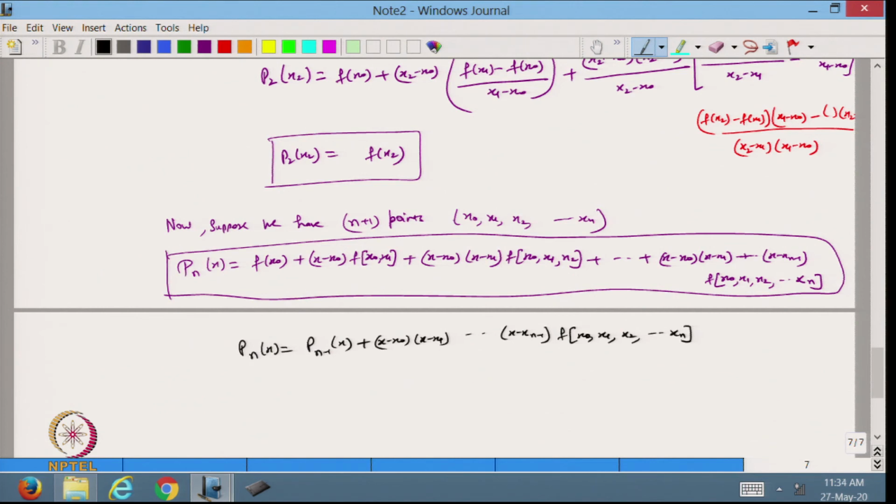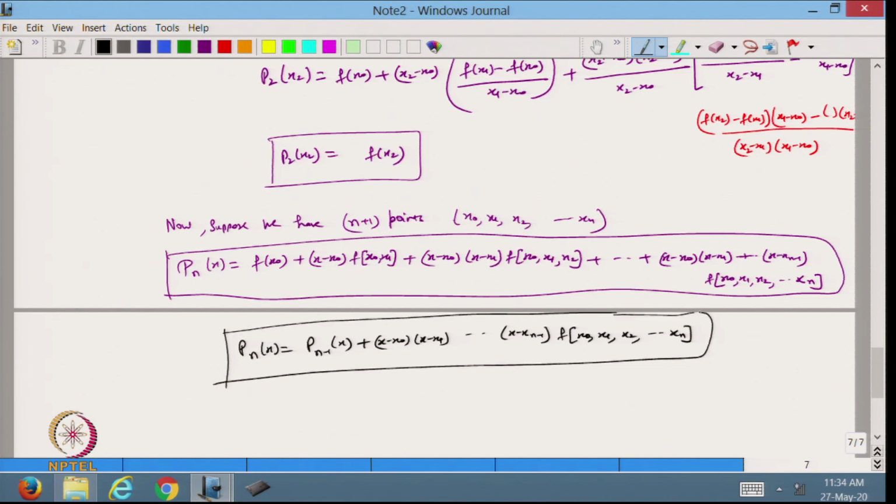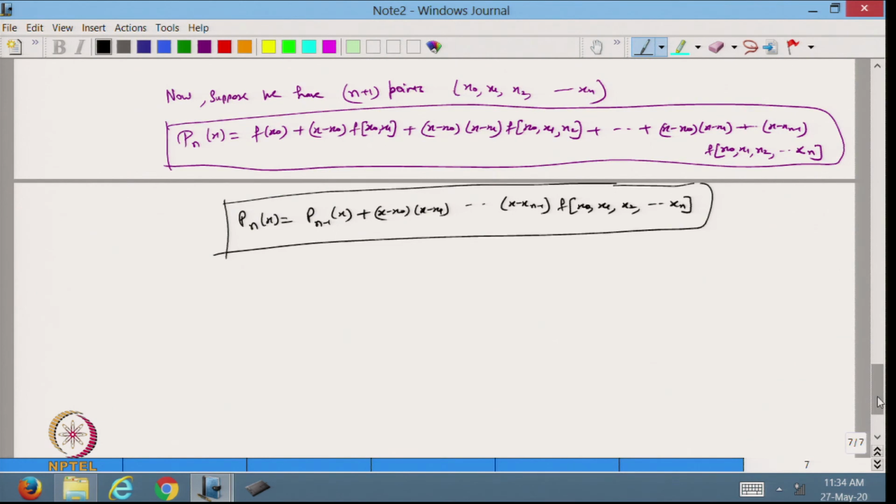So, now from here I can say that in Newton's divided difference formula, whatever interpolating polynomial exists at the given number of nodal points, if we add one more nodal point, then there is no need to rewrite the whole expression again, just add one more term to the previously written interpolating polynomial. So, this is the way we can define the nth degree interpolating polynomial using Newton divided difference formula.